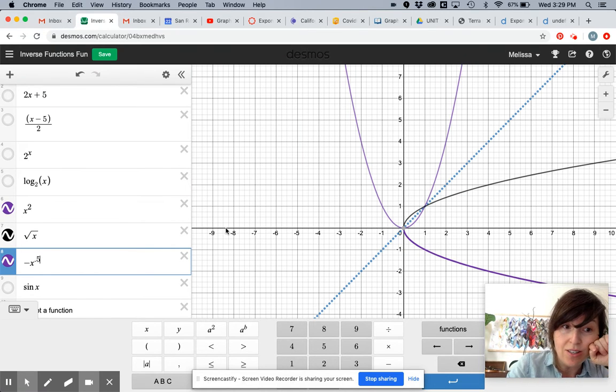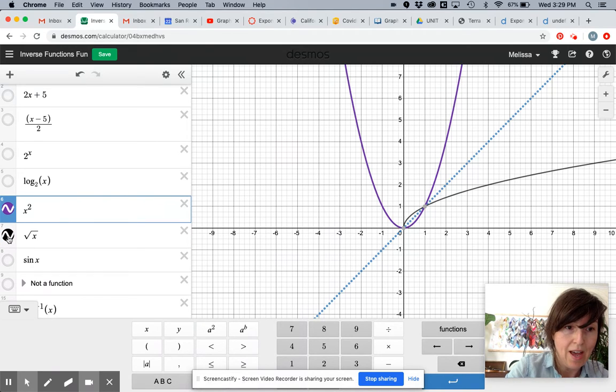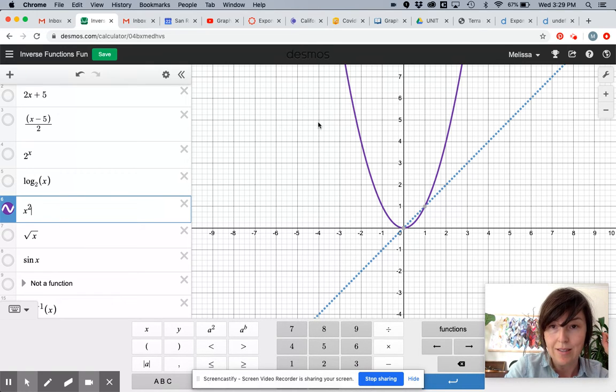Now all of a sudden it looks like it, but this would not be a function because it doesn't pass the vertical line test. And so what we need to do is get rid of that guy and change this one so that it passes the horizontal line test, because when we reflect a function over the line y equals x, a horizontal line becomes vertical.